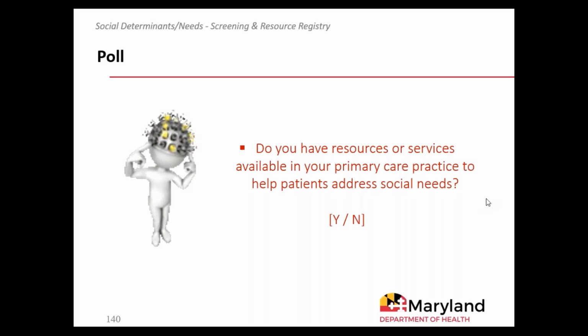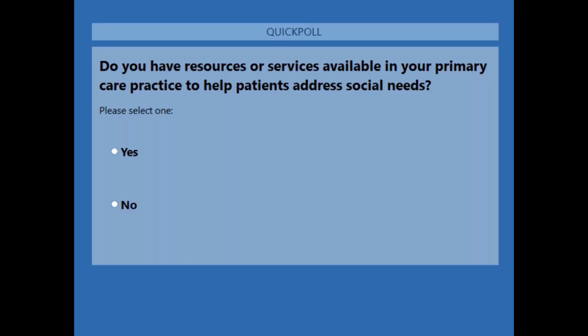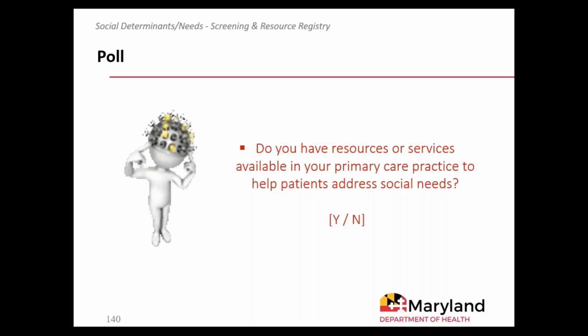Okay, so after discussing what goes into addressing social determinants of health, would you say your primary care practice has resources or services available to help patients address their social needs? Yes or no? And you can respond to the poll that is on your screens now. About 10 more seconds before we close this poll. Okay, awesome. Thank you everyone for responding.